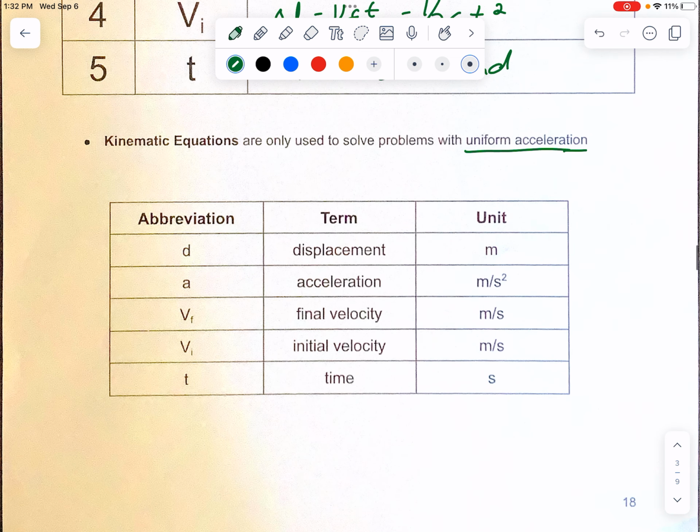This next part is just review on what the abbreviations mean and what their units are. So if you're having trouble with that, make sure you take a look at that. Take a look at this table to see what units go with what and what letter means what.